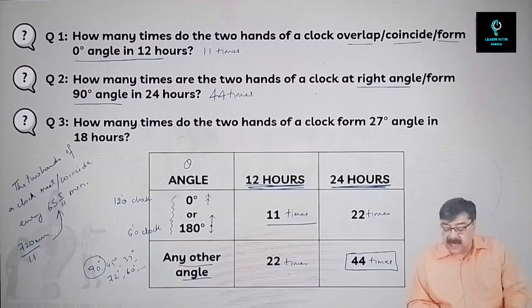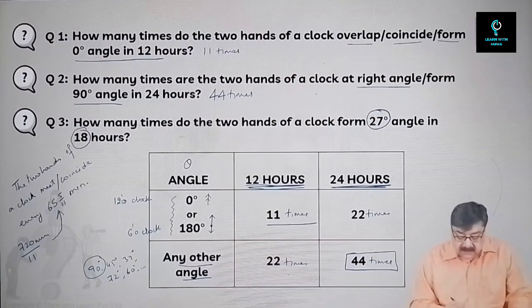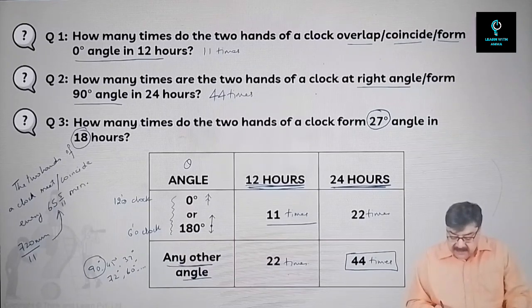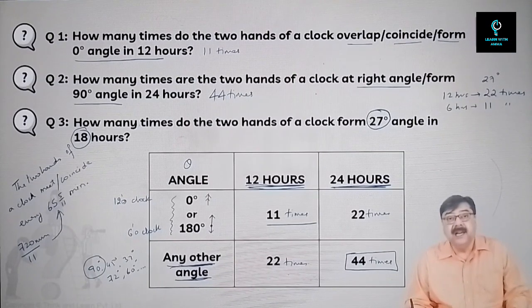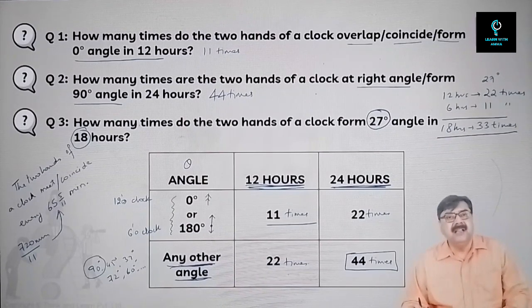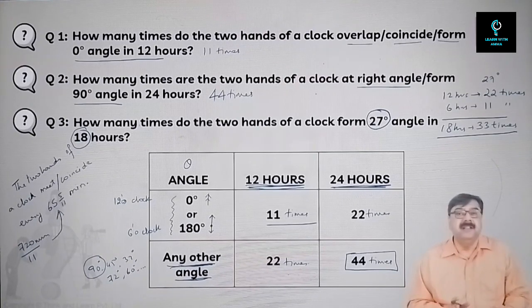How many times do the two hands of a clock form 27 degrees angle in 18 hours? 27 degrees angle is any other angle. So, in 12 hours, 27 degree angle should be formed 22 times. In another 6 hours, it should be formed 11 times. Now 12 plus 6, you have 18 hours, and 22 plus 11 is 33. So in 18 hours, 27 degrees angle will be formed 33 times.